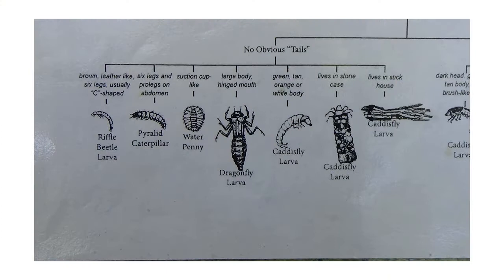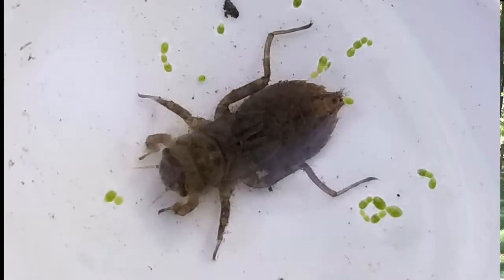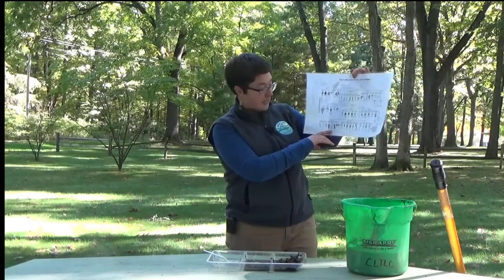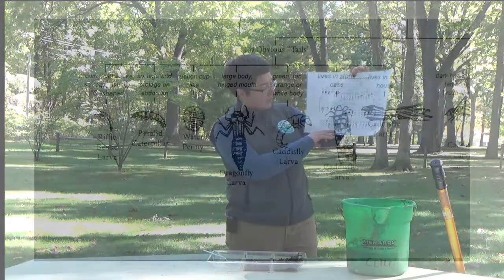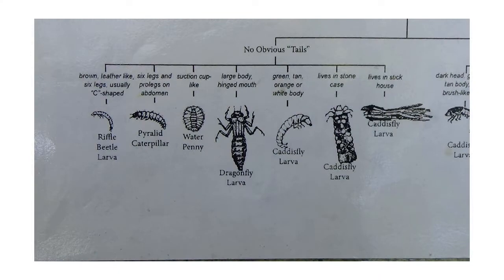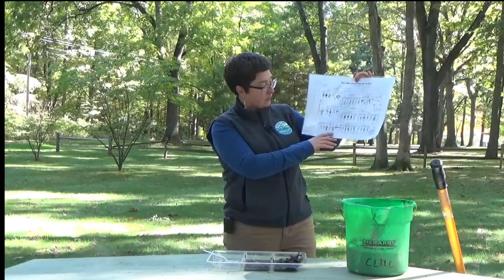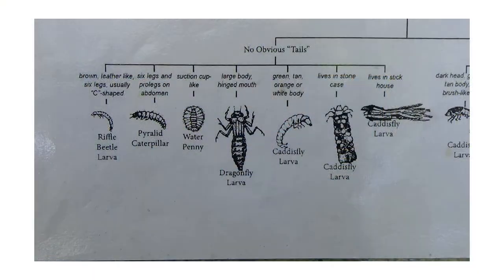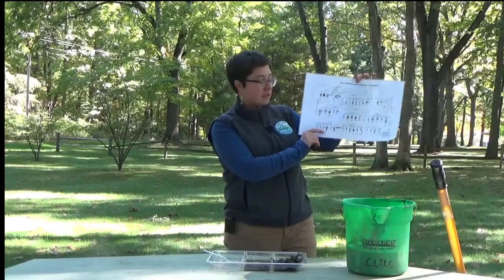Does it look like a suction cup? I wouldn't say it does. Does it have a large body with a hinged mouth? I would say possibly. We'll keep going through the list. Is it green, tan, or orange with a white body? It's not green, it's not orange, it's not white. It is tan, but we'll come back to that one. Does it live in a stone case? I don't see a stone case around this macroinvertebrate, so it's not a caddisfly larvae. Does it live in a stick house? I don't see a stick house around it either. So our option then that we came back to is the dragonfly larvae.